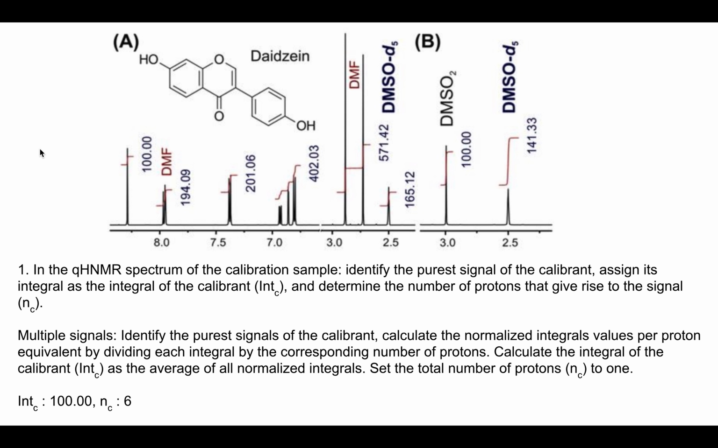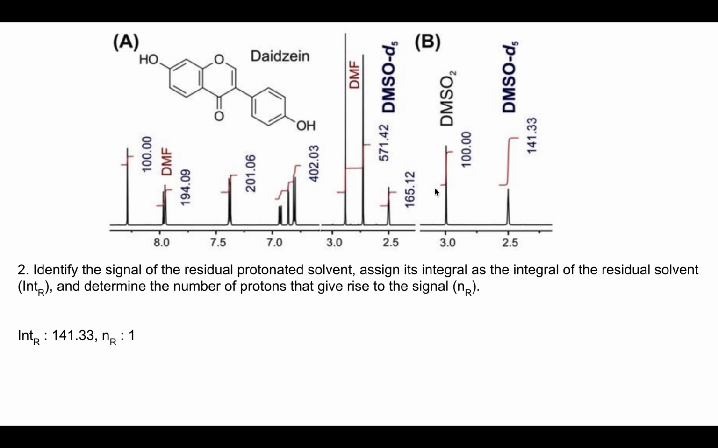We will not be doing that. Instead, we will be taking a look at the purest signal, and the purest signal will appear right here around 3 ppm, and that value is 100 for its integral value. The number of protons that give rise to this signal is 6. Step 2 says to identify the signal of the residual protonated solvent, assign its integral as the integral of the residual solvent, and determine the number of protons that give rise to this signal.